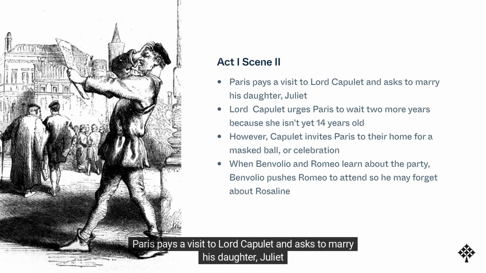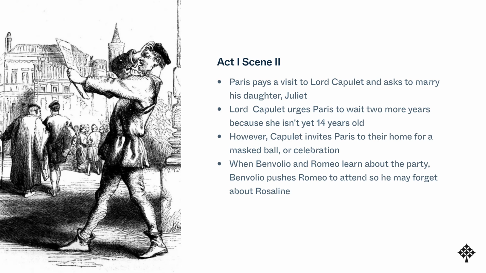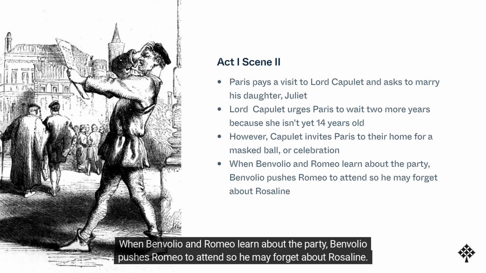Paris pays a visit to Lord Capulet and asks to marry his daughter, Juliet. Lord Capulet urges Paris to wait 2 more years because she isn't yet 14 years old. However, Capulet invites Paris to their home for a masked ball, or celebration. When Benvolio and Romeo learn about the party, Benvolio pushes Romeo to attend so he may forget about Rosalind.